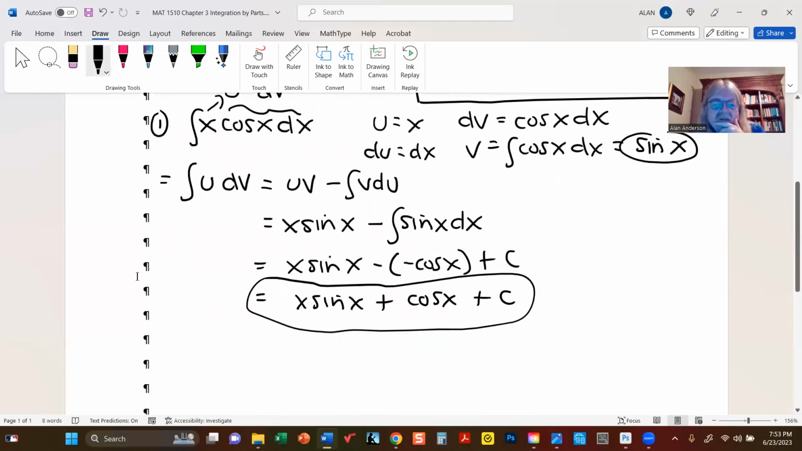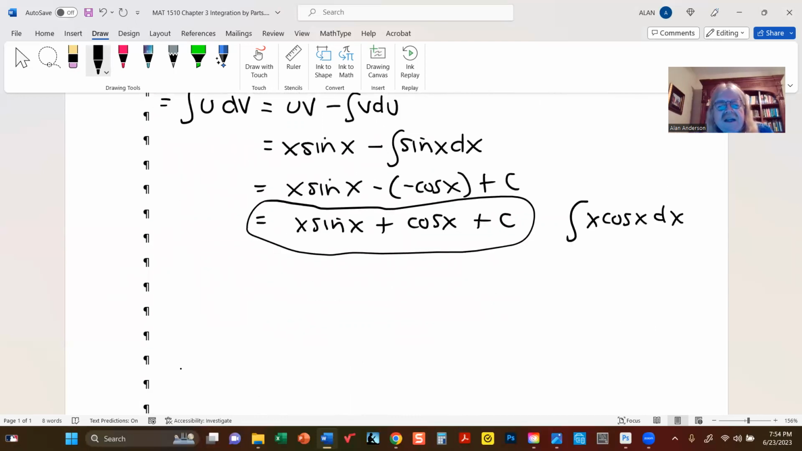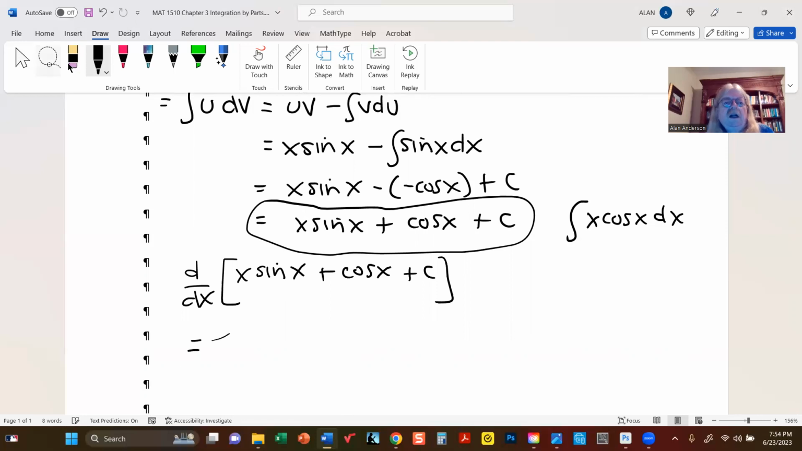Okay, now what you could do here, if you really want to double check your results, remember we started out with x cosine x dx. You could just take the derivative of our result and see if it matches up with the original integral. So now this term x sine x will require the product rule. Let's break it up into three pieces.